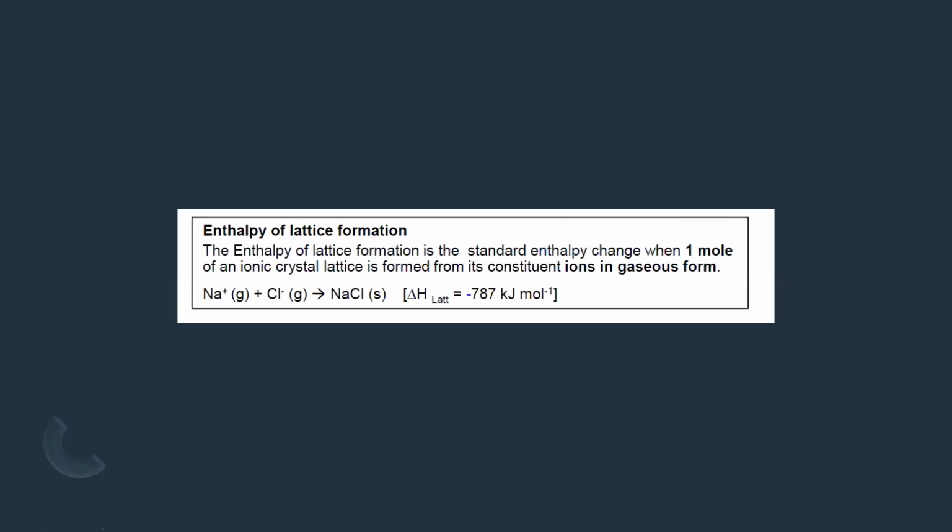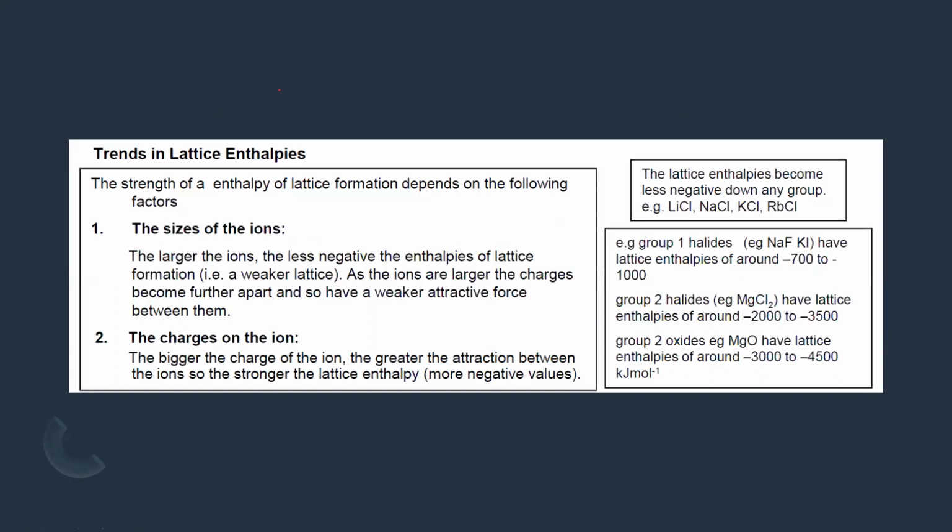And for lattice formation or lattice energy, when ions in the gaseous state form a compound, they release energy. We call that the lattice energy. And this lattice energy depends on the size of the ion. So the size of the ion should be as small as possible, and the charge on the ion should be as large as possible. So the highest lattice energy is for small size and greater charge.